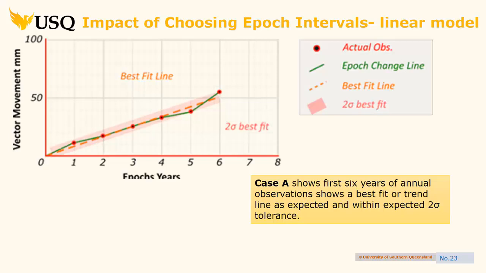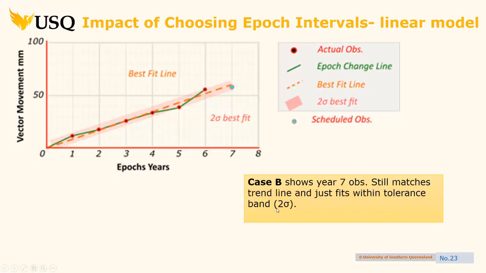Not at that stage. That's a 2 sigma tolerance, so that's 95%. Don't say you've got to be 1.96 or I'll just have to fail you. Case B is where the year 7 observation comes in, and it's within that tolerance band, that 2 sigma band, so you can say to yourself, okay, that's sort of not a surprise.